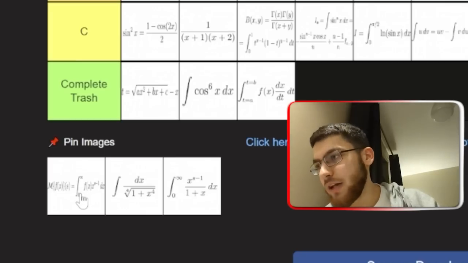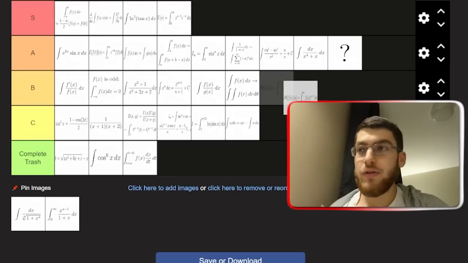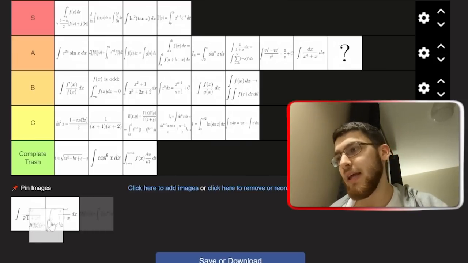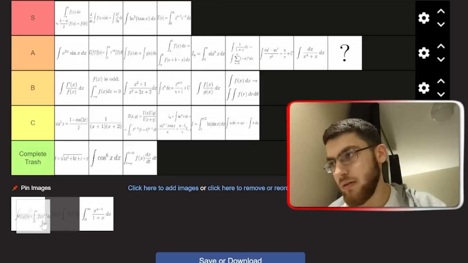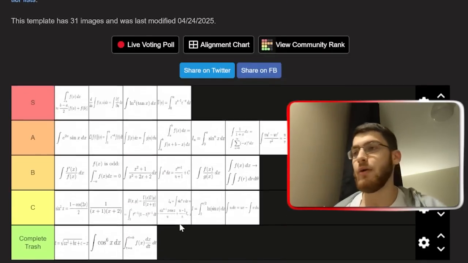Next, we've got the Mellin transform. Never used it before, to be honest with you, so I'm going to leave it here. Same with these three, to be honest. Yeah, I can't remember what these two are used for. So that's my ranking. I guess that's my ranking.